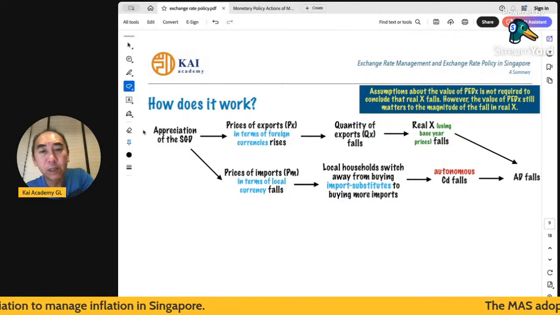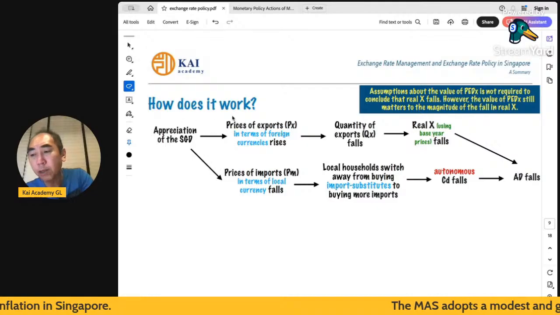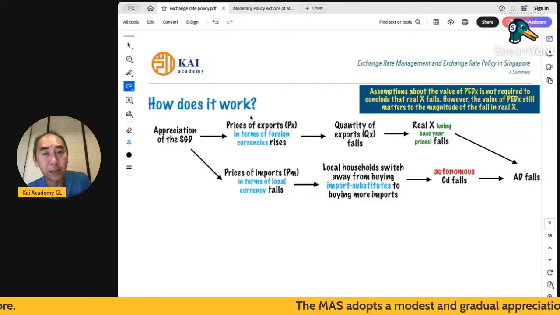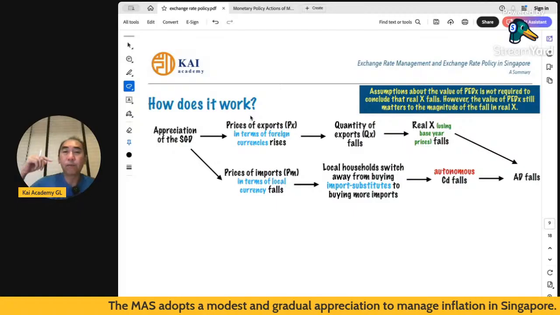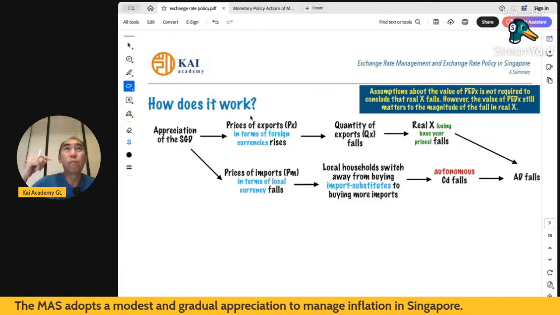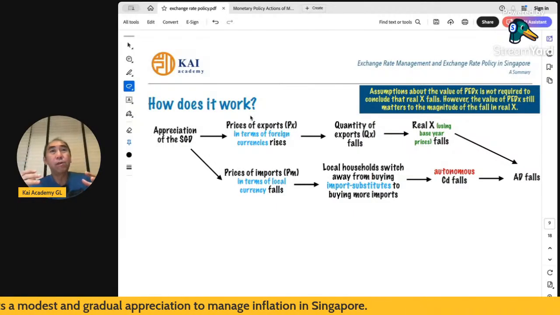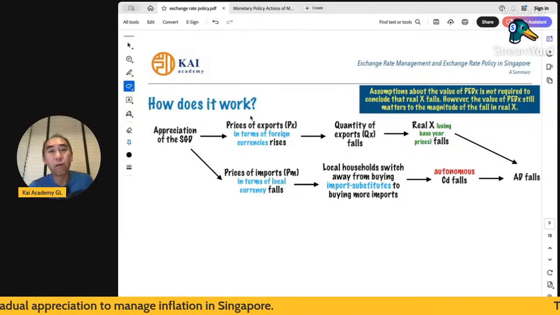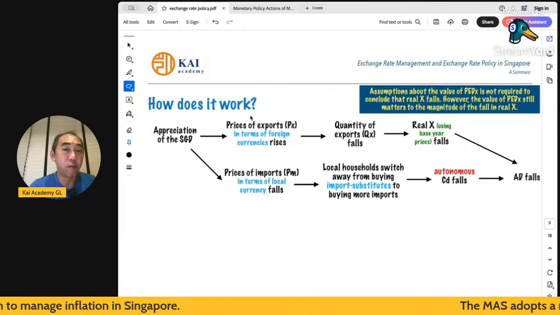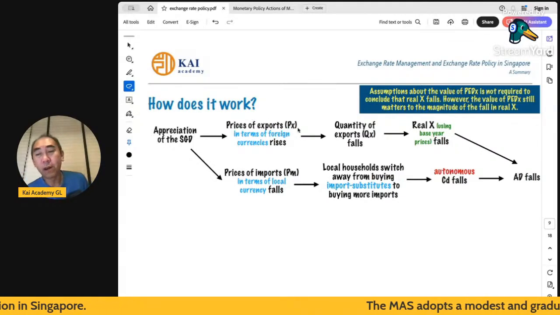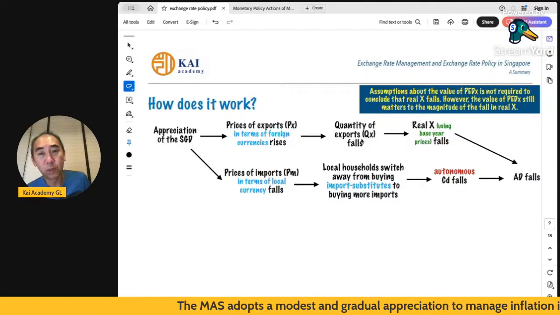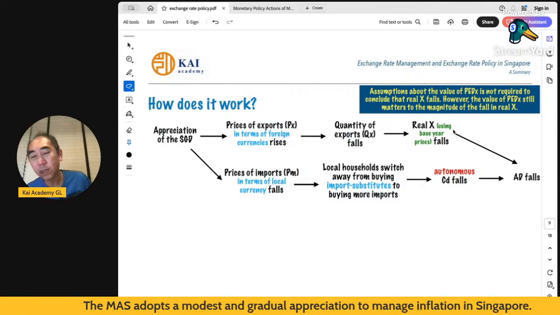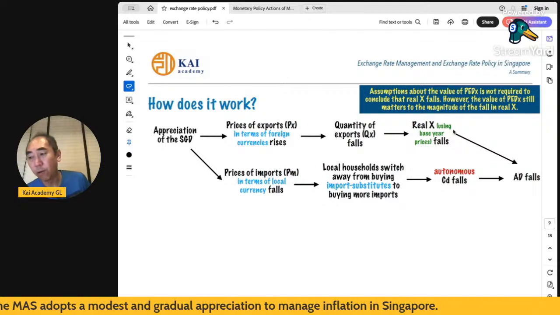An appreciation of the Sing dollar would cause the price of Singapore's exports, what we call PX, in terms of foreign currency, to be higher. Meaning that if one Sing dollar is now worth more foreign currency, then every unit of Singapore's goods, when measured in foreign currency, becomes more expensive than before. So based on the law of demand, foreigners will buy less of our goods, so the quantity of exports will decrease. As a result of this, the real value of X will fall.